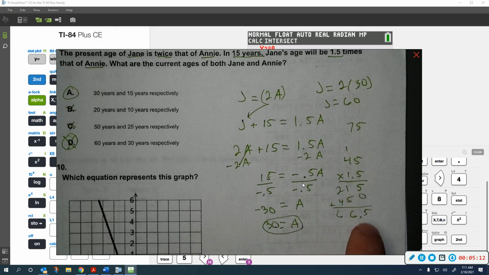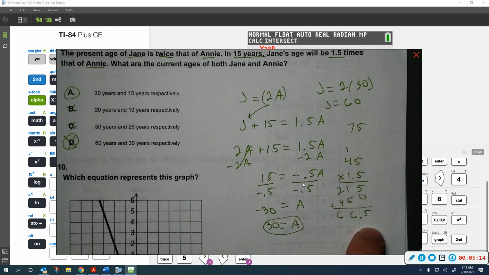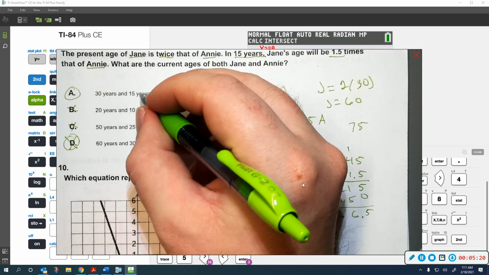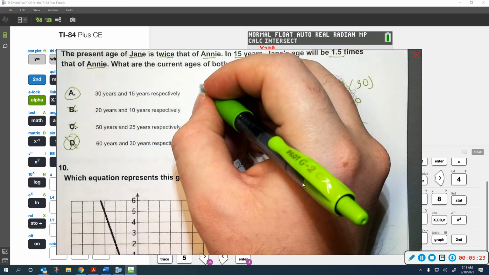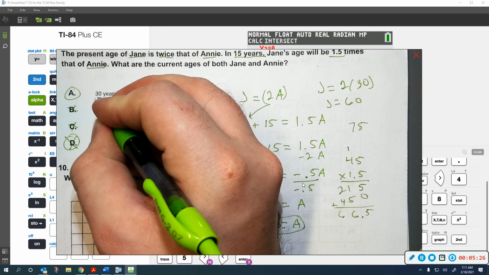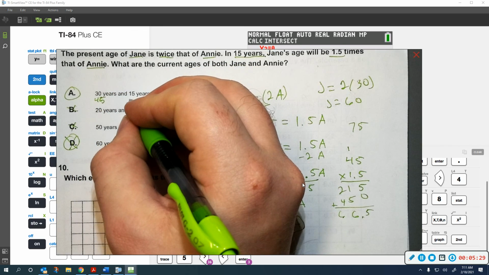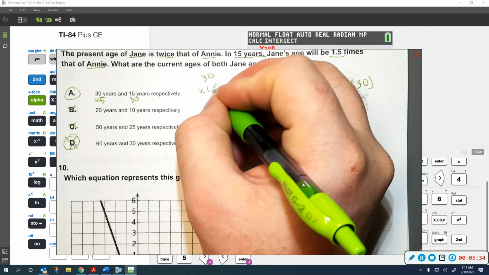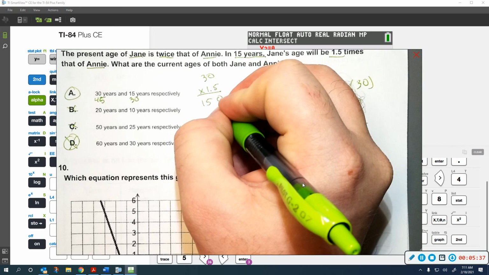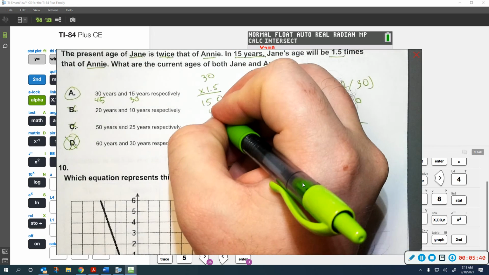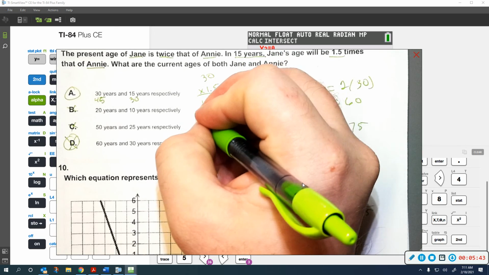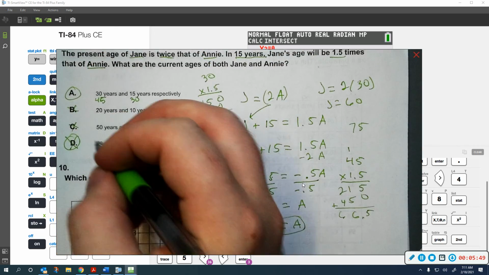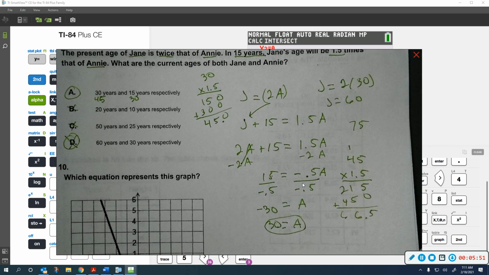Sorry about that, I jumped the gun a little bit. When I tried plugging it back in for the 1.5, it didn't work out. So let's try 30 and 15. Obviously, 2 times 15 is 30. If I added 15 to 30 years, we'd get 45. And 15 to 15 would get 30. And if you did 30 times 1.5, we'd get 45. So it is actually A. Sorry about that miscalculation.